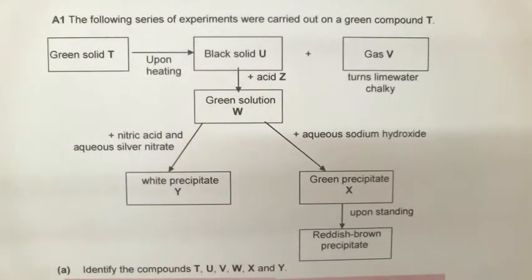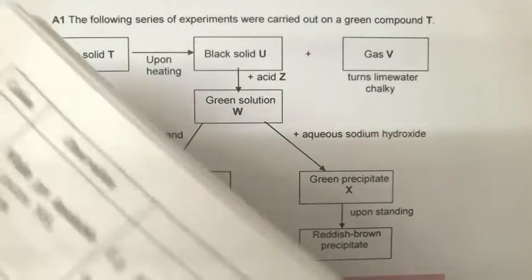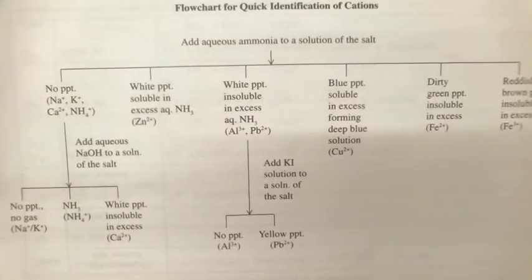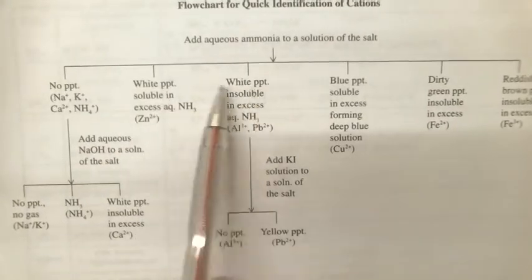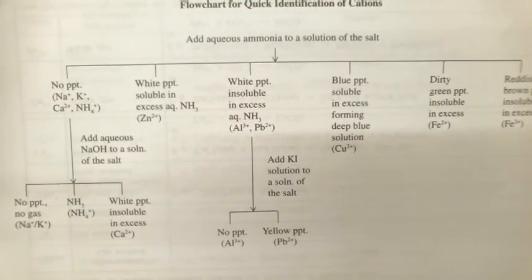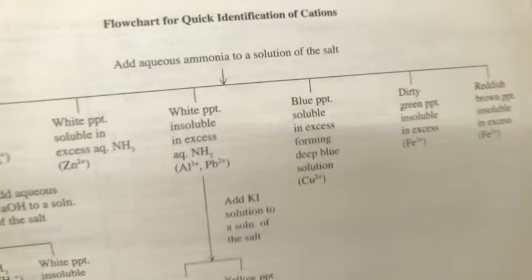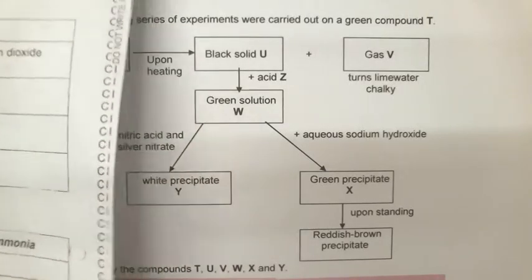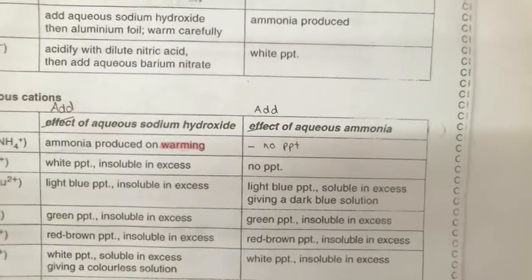There are many ways to do that. Some teachers use the flowchart method as such, where you deduce what the white PPT is and the possible cations or anions present. But I prefer to use the table that we often see in your practical to solve these types of questions. These types of tables.